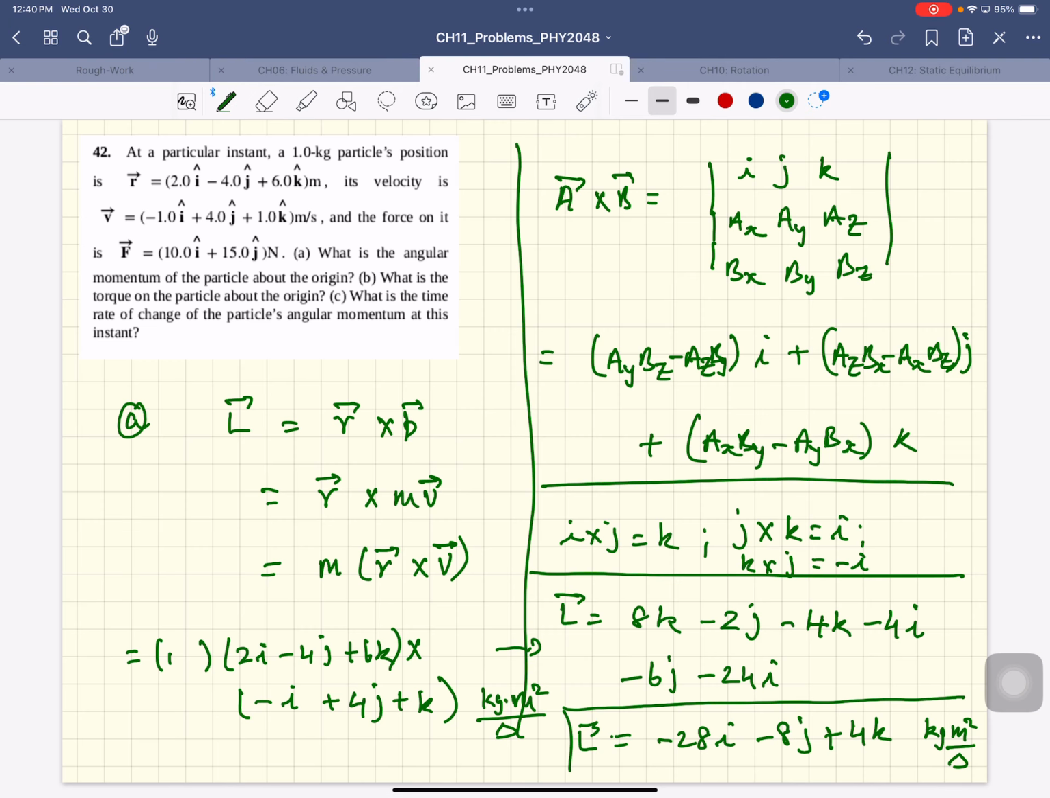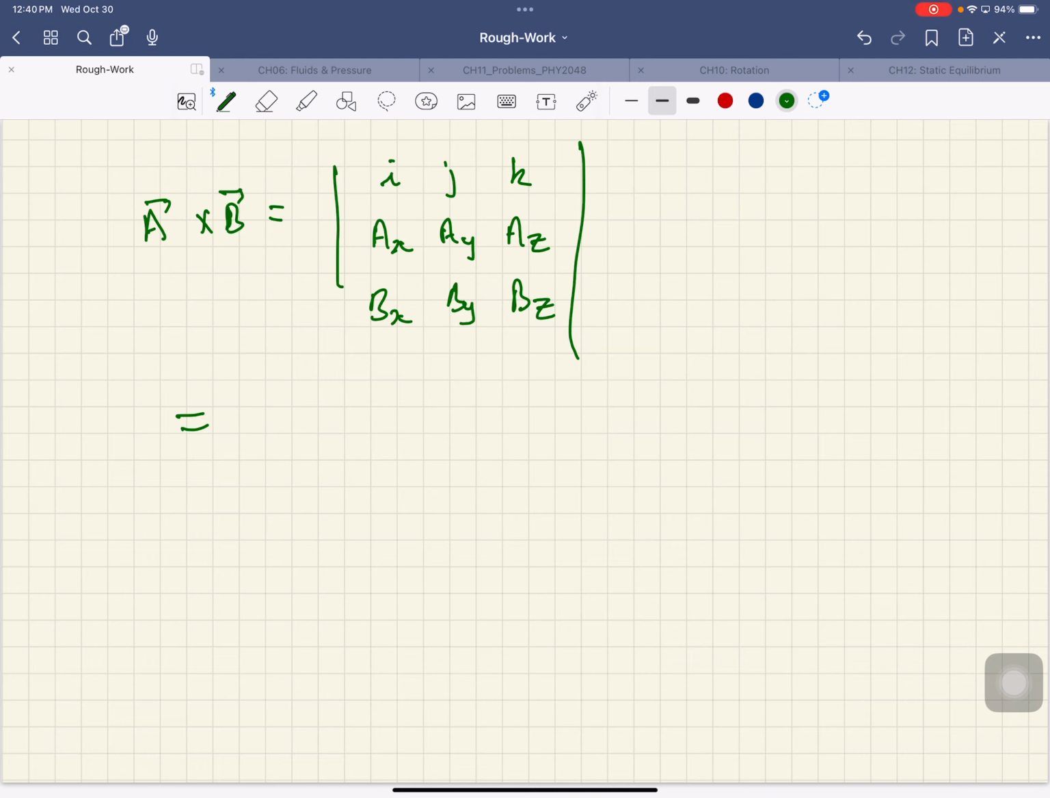Okay. So, have you guys done determinants? Okay. So, when you expand a determinant, you do it in terms of the minors. You can expand it in terms of any row or any column. So let's say we'll expand it in terms of this row.